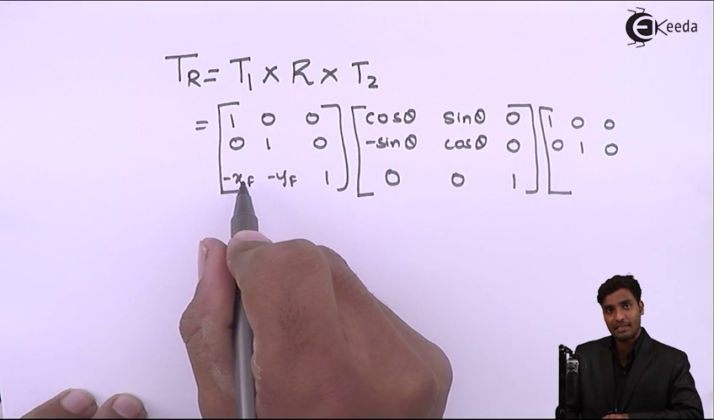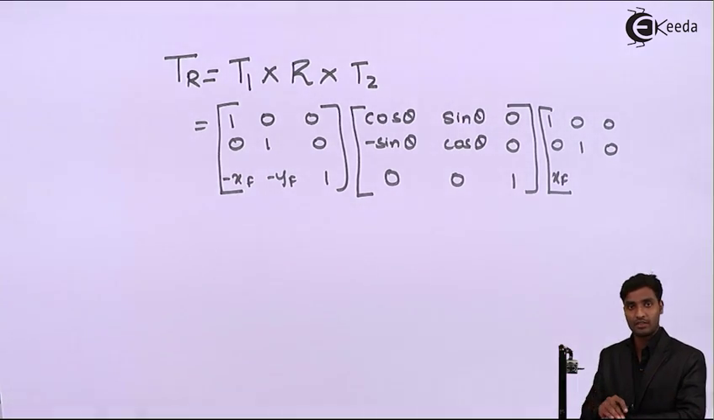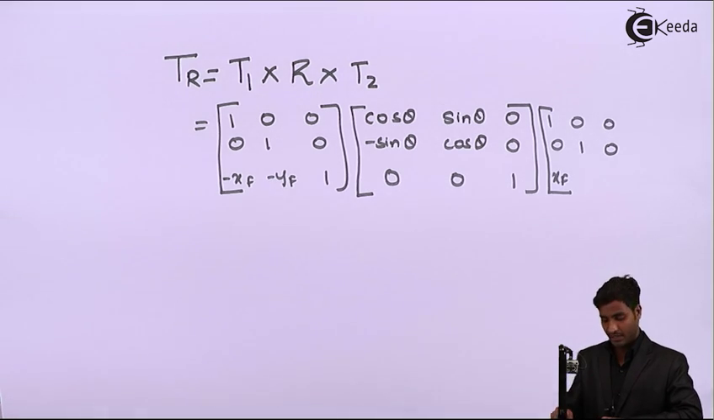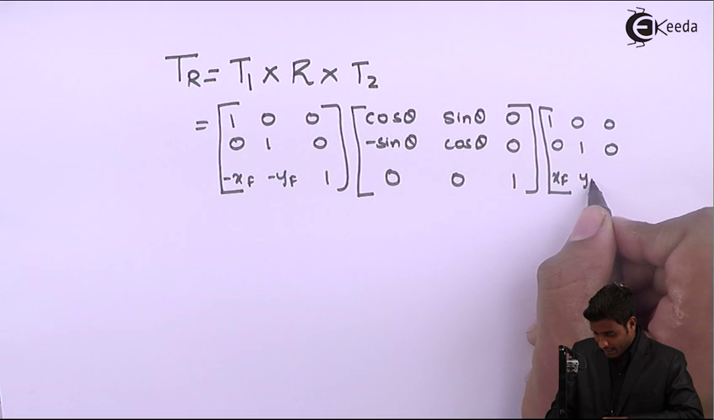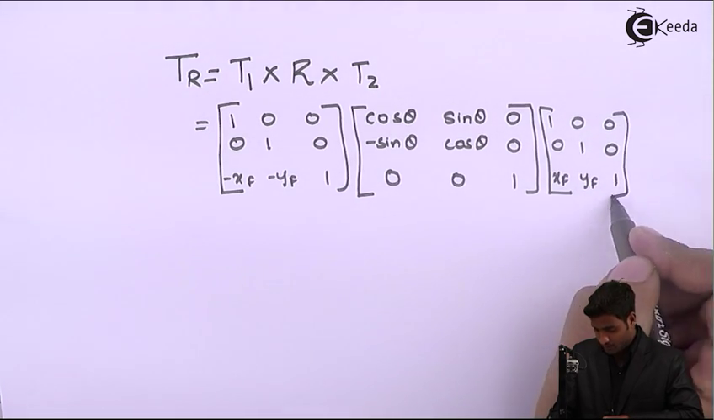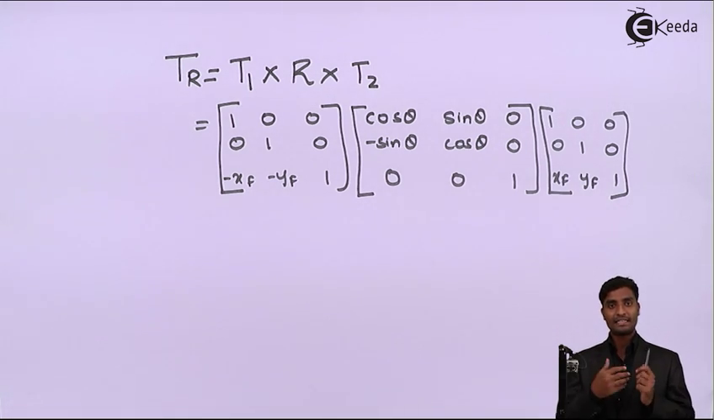Here it was minus xf, so I will write xf because I am moving away from the origin, so I am inching towards the positive direction. So it will be xf here, and here it will be positive yf and 1. After multiplying all these matrices, I will get the resultant transformation, which is nothing but the rotation matrix when we have to rotate about the arbitrary point xf and yf.